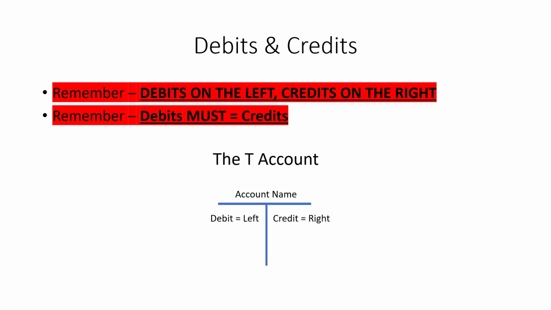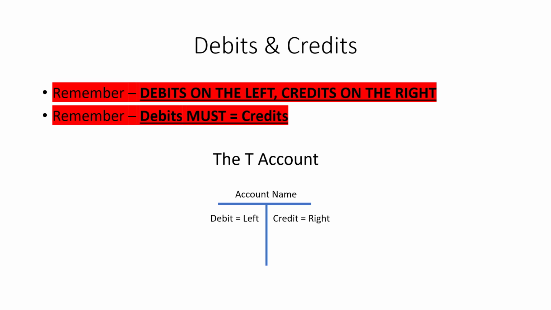Rather than defining debit and credit, I simply want you to remember the phrase "debits on the left, credits on the right." What I mean by that is, which side of a T account does the debit go on and which side of the T account does the credit go on? Another very important concept is that your debits must always equal your credits. What I mean by that is if you debit an account for $10, you need to credit an account for $10 so your accounting equation remains balanced.